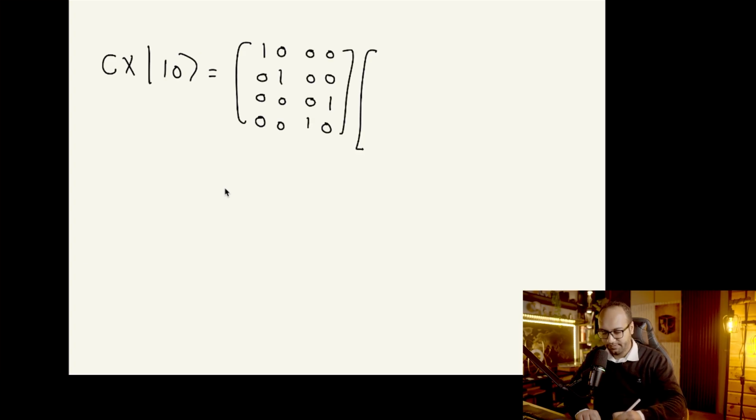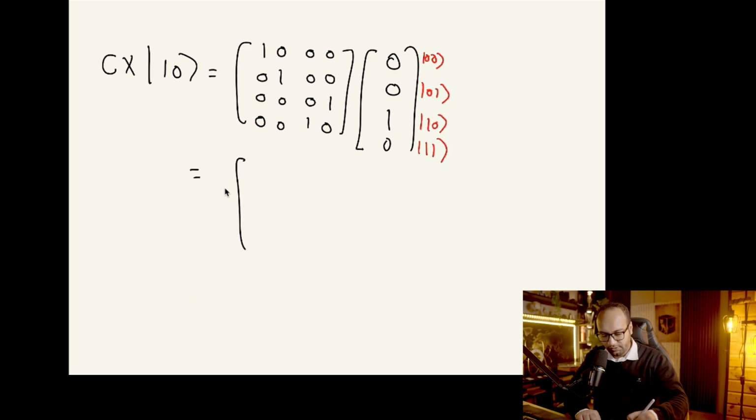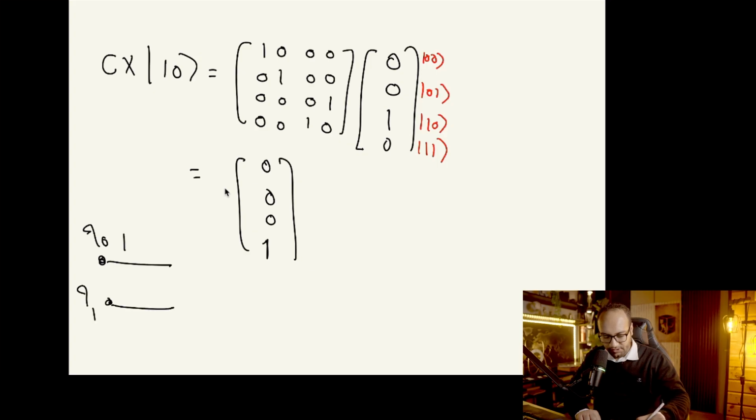So let's get to this state. Cx acts on ket 1, 0, which means that we can have the identity block acting on this column 0, 0, 1, 0, because as we have seen, this corresponds to ket 0, 0, this ket 0, 1, this ket 1, 0, and this is ket 1, 1. If we do that, we get a resulting column vector which has three zeros and a 1. And here is why this has happened: if you look here, we have the Q0 and the Q1. Here, Q0 is actually 1 and Q1 is actually 0.